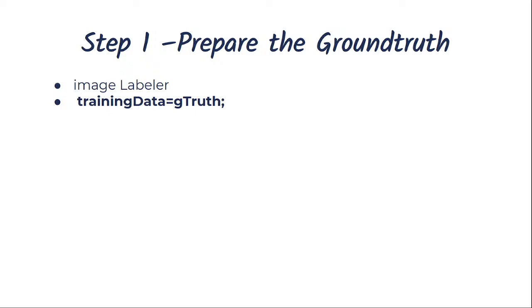The first step is to prepare the ground truth, okay. Here we'll be using an image labeler command. First I will explain the command on the presentation, and then we can go to MATLAB. First you have to use the image labeler to get the ground truth. Once you prepare the ground truth, that's step one.